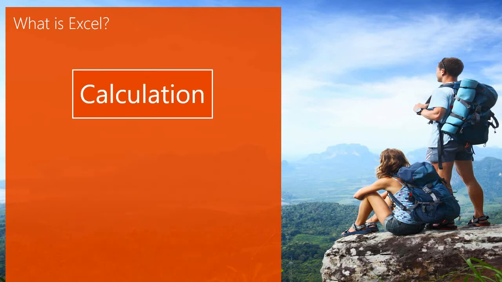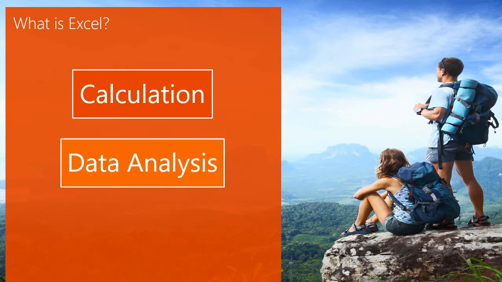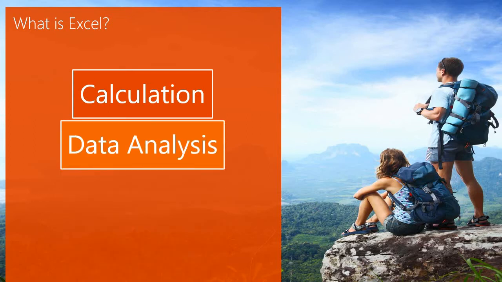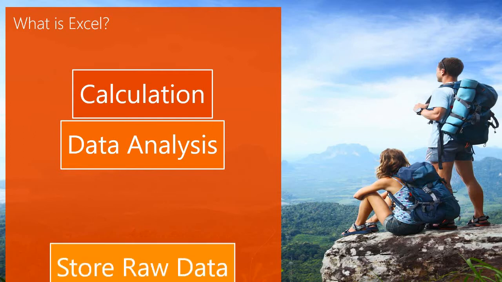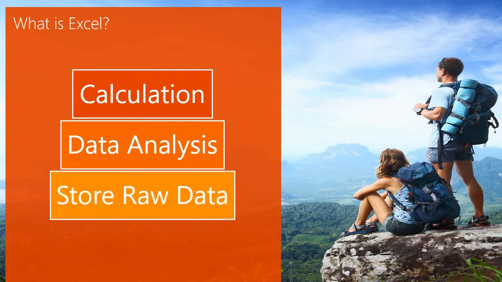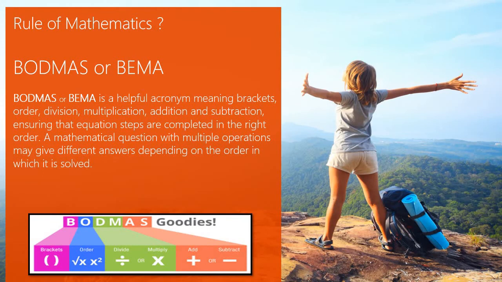Excel is basically calculation. So what we are doing is calculation in Excel, correct? Next, data analysis. We do some data analysis in daily life and store our raw data. So first we calculate, then we analyze our data, then we store our raw data. We can also save our daily life data in Excel. Next is the rule of mathematics. So what is the rule of mathematics?